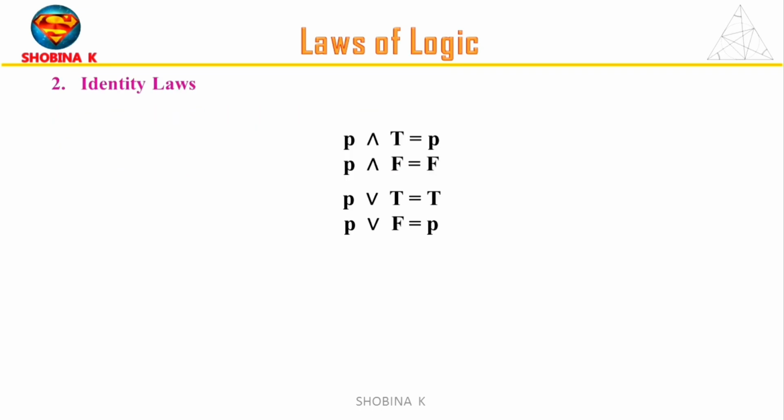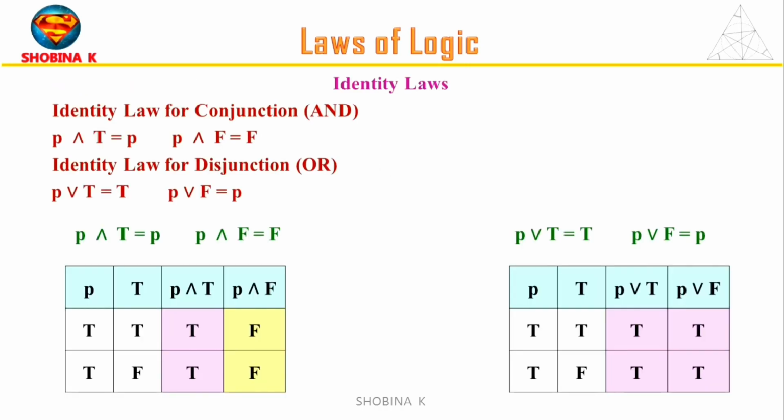And next up we have identity laws. There are two identity laws in propositional logic. First, we will see the identity law for conjunction. P and T equals P. This law states that if you combine a proposition P with true T using the AND operator, the result is always P. And next we have P and F equals F. Similarly, if you combine a proposition P with false F using the AND operator, the result is always false.